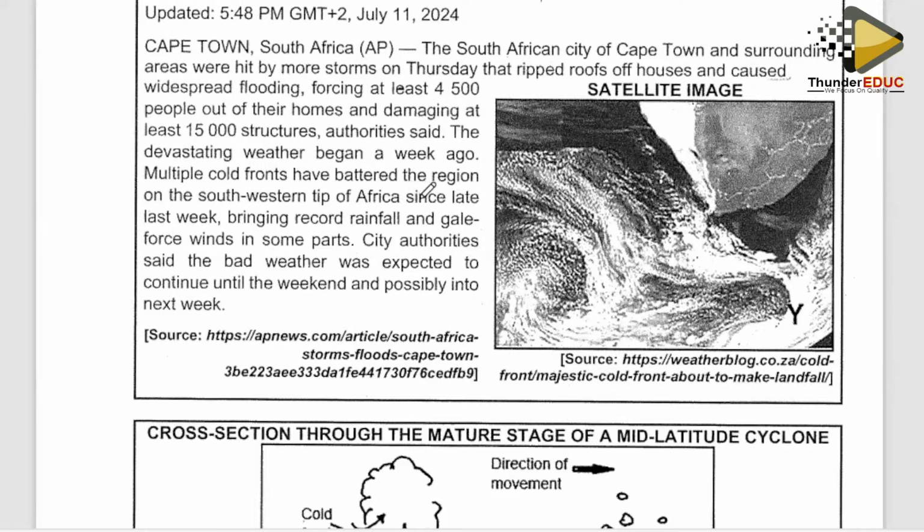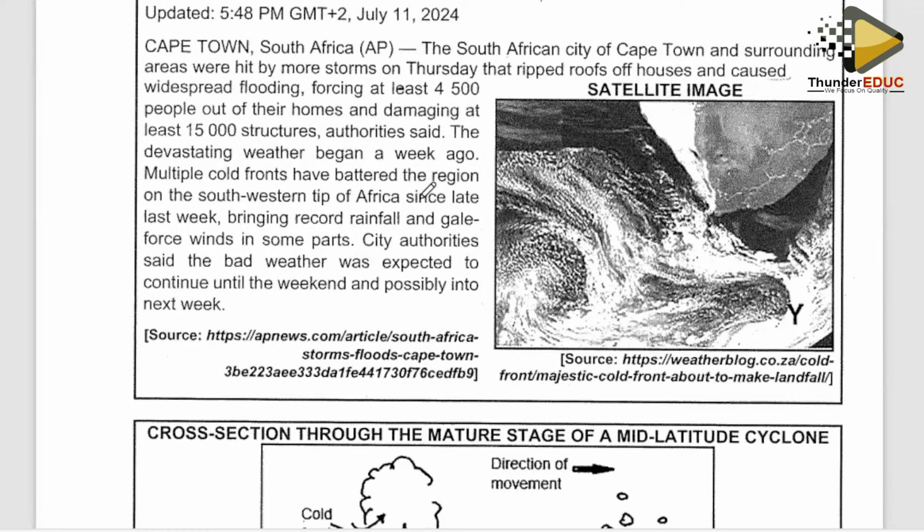South African city of Cape Town and surrounding areas were hit by more storms on Thursday that ripped off houses and caused widespread flooding, forcing at least 4,500 people out of their homes and damaging at least 15,000 structures, authorities said. The devastating weather began a week ago.